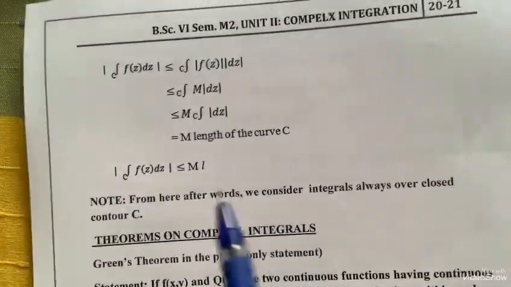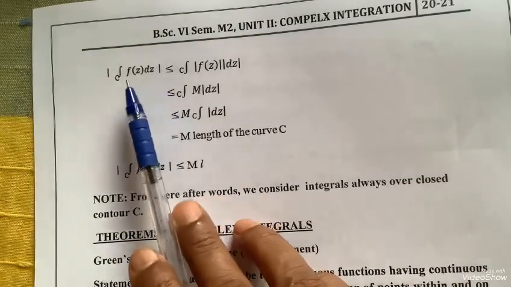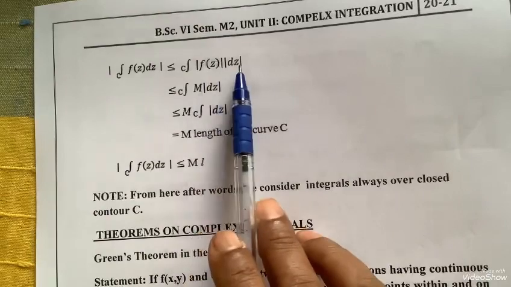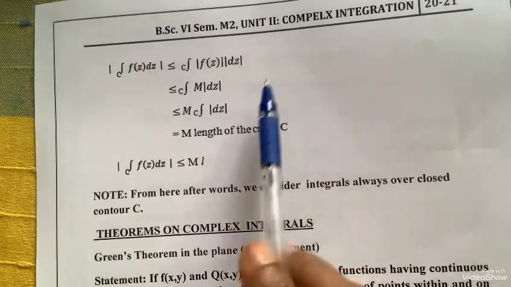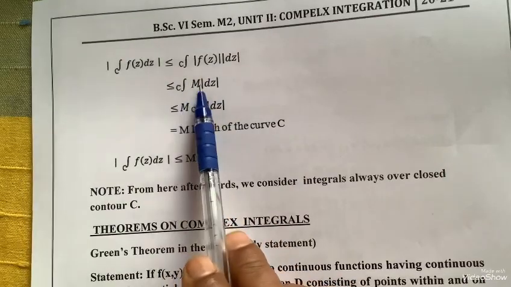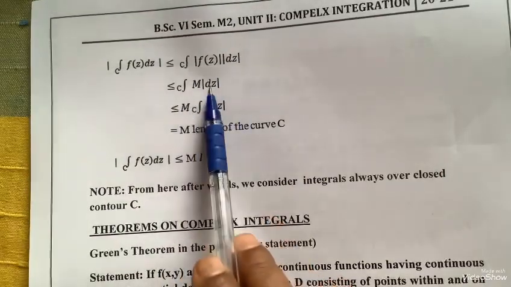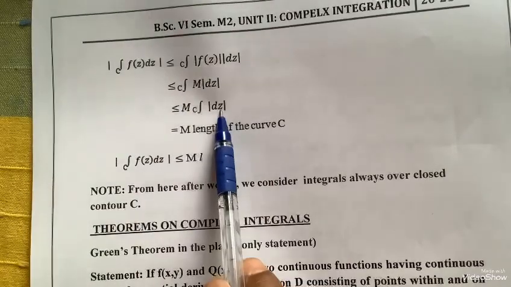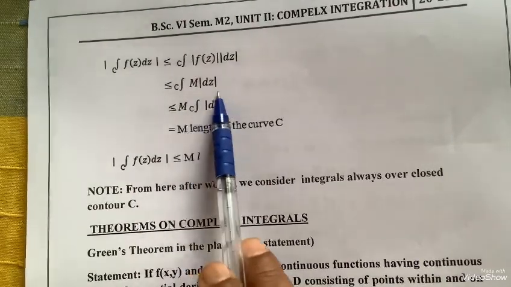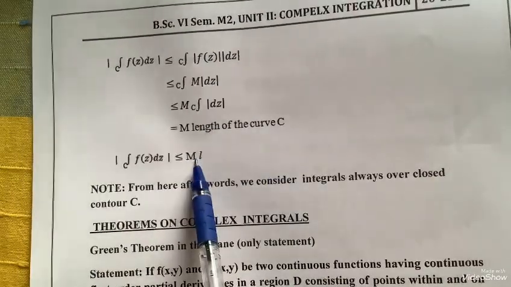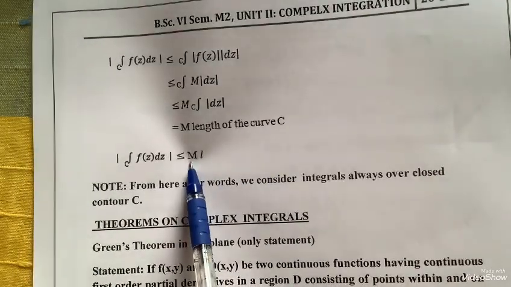Yes, we have mod of integration f(z) dz over C is less than or equal to integration of mod f(z) into mod dz. Therefore, mod f(z) is already less than or equal to M, and this M is a constant outside the integral, into mod dz over C. But integration of mod dz over C is the length of the curve C, which will be given as L. Therefore, you can write M into L here.